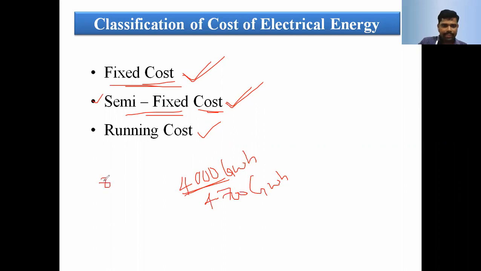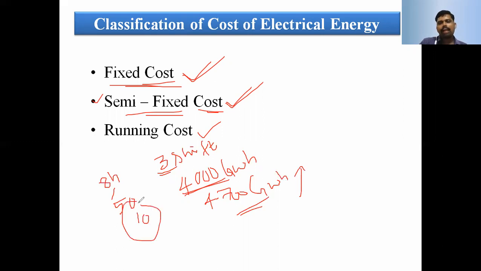Suppose on an average there are 3 shifts in an industry, that is, a power generation plant. In 3 shifts, suppose we are generating 4,000 gigawatts, no problem. If 4,700 gigawatts, again more labor is required. In one shift, on an average 50 persons are working. If the demand is increased, then 10 more laborers need to work in the power plant. For these 10 persons we need to pay additional salary, that is, for the OT. Again, the cost is increased, and that comes under the semi-fixed cost.